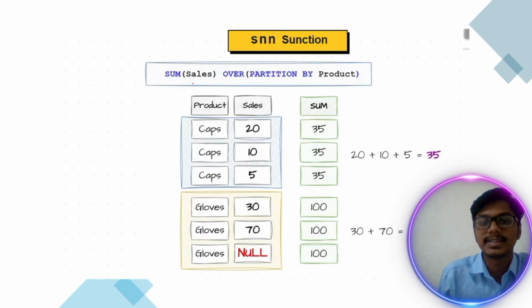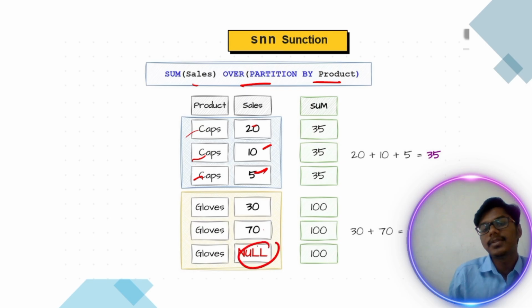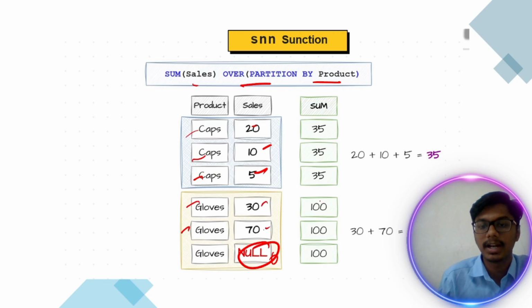If you give the sum of the sales over partition by product, there are three caps and the sales are 20, 10, 5. For the gloves, if we give the sum of the sales, the null is considered as 0, since there is no value for the null. So for the gloves, 30 plus 70 is 100, and 100 is applied in the row level calculations.